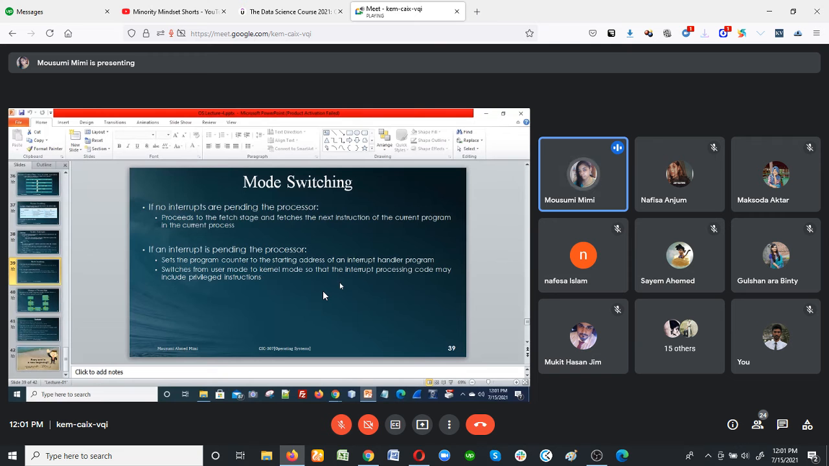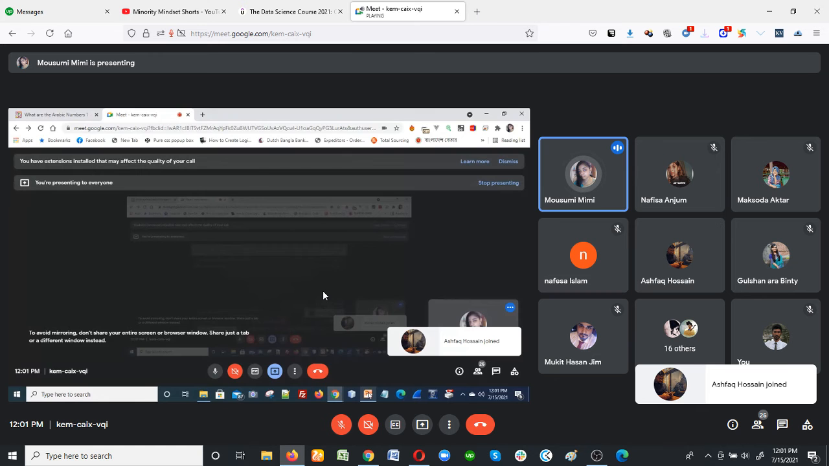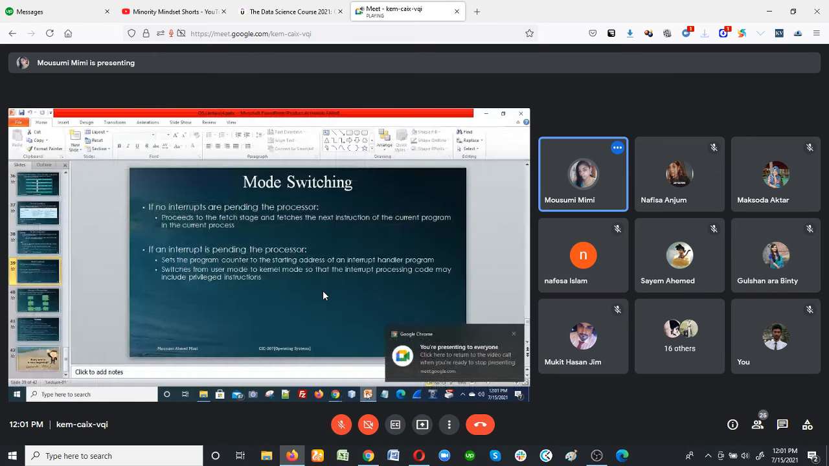Also, whenever an interrupt occurs, for example if Windows auto update happens or any application software is installed, this mode switching can be seen by the end user. But whenever an interrupt occurs, the mode is also switching. So an interrupt is handled by your kernel mode, and at that point of time the end user doesn't understand.